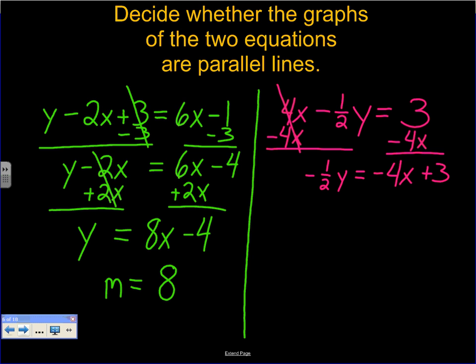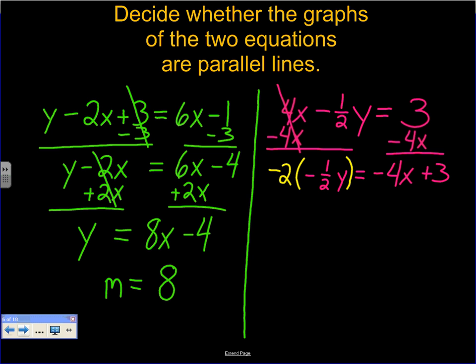What do we need to do here to get y by itself? Well, we're trying to get a 1 in front of the y, so what number do we have to multiply 1/2 by to get a 1 there? We have to multiply it by 2. And since we have negative 1/2 y, to get rid of the negative sign, we have to multiply it by a negative, because a negative times a negative will give us a positive.